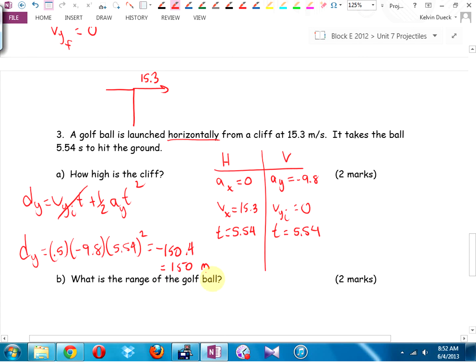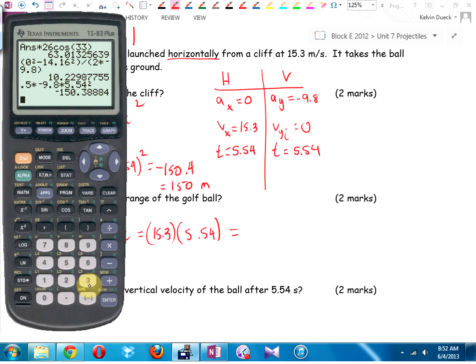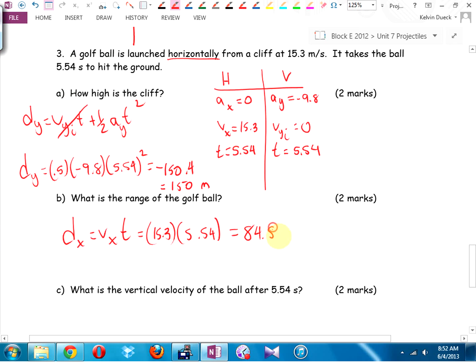2 marks. What's the range of the golf ball? Why, that's a dx. That's going to be 15.3 times 5.54. You get 84.8? 85 meters.